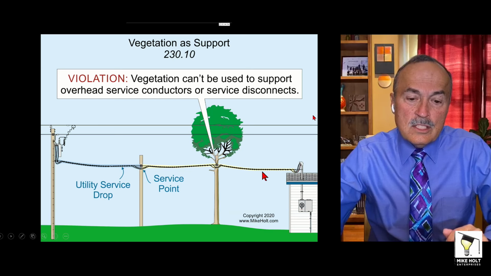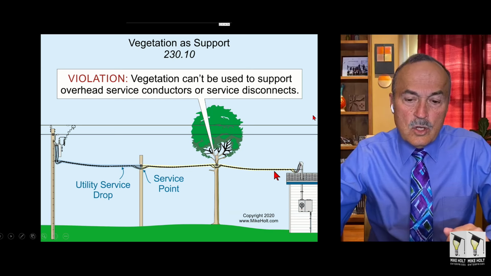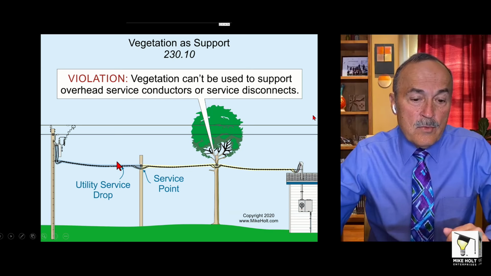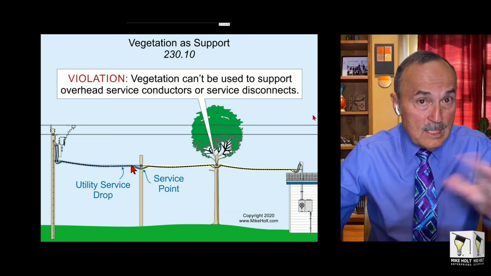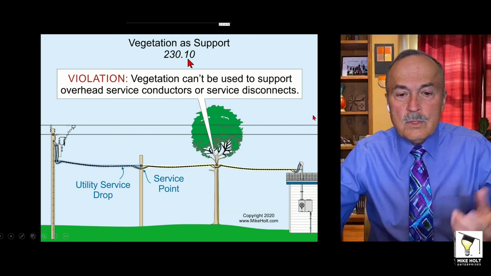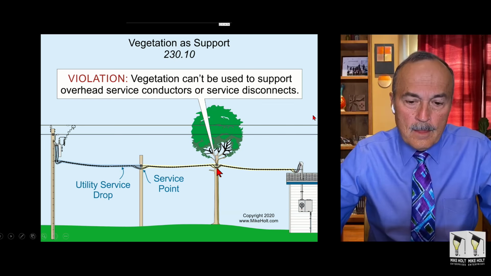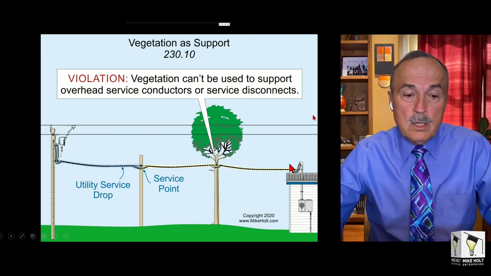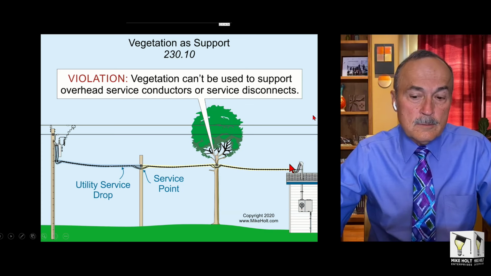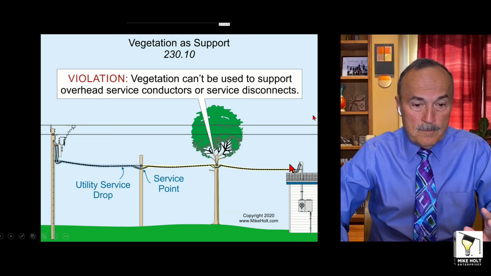So now this yellow is within the scope of the NEC. This blue is not within the scope of the NEC. Let's get that established first of all. And then of course we're in 230.10. We can't use trees for the support of overhead service conductors. Right. So that takes care of the first part.